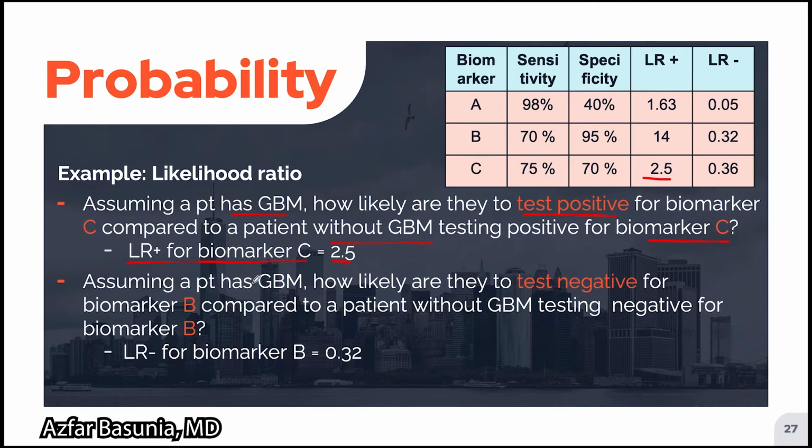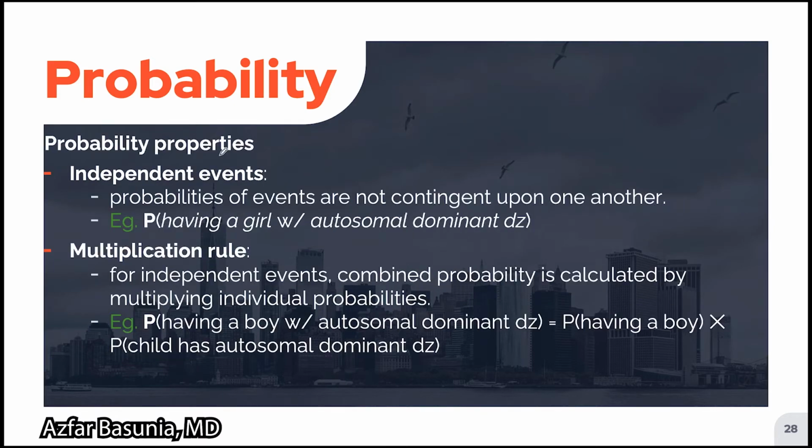The last question asks us, assuming a patient has glioblastoma, how likely are they to test negative for biomarker B compared to a patient without glioblastoma testing negative for biomarker B? So this question is asking us for the negative likelihood ratio for biomarker B, which from the table we know is 0.32.